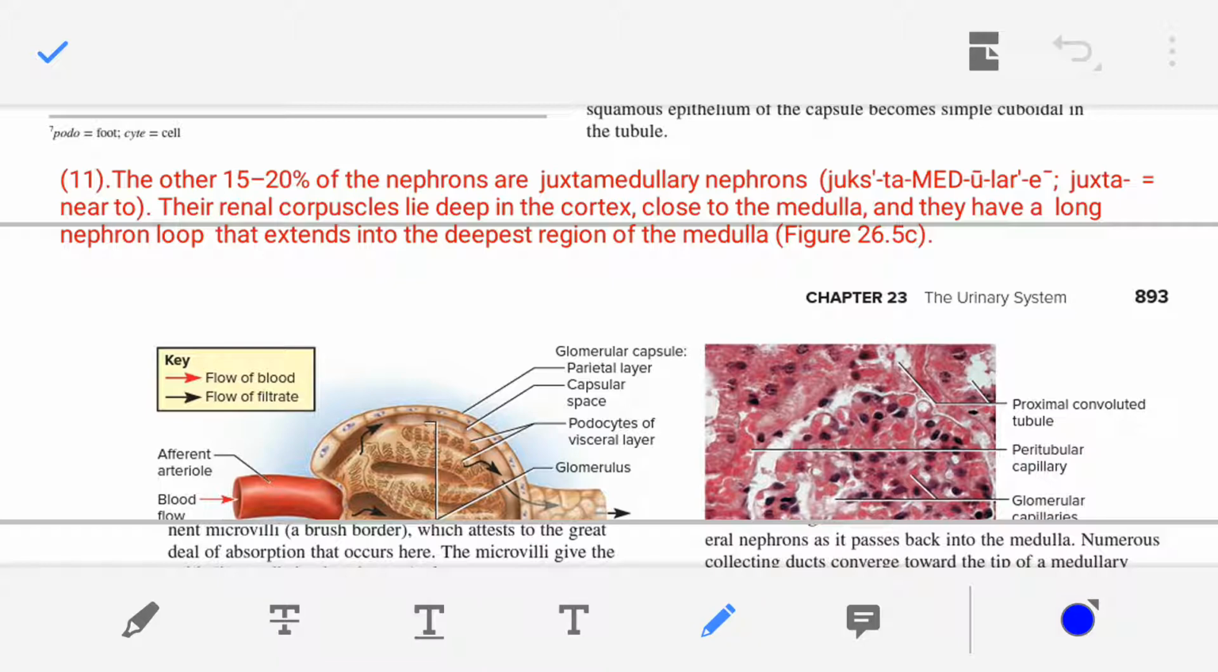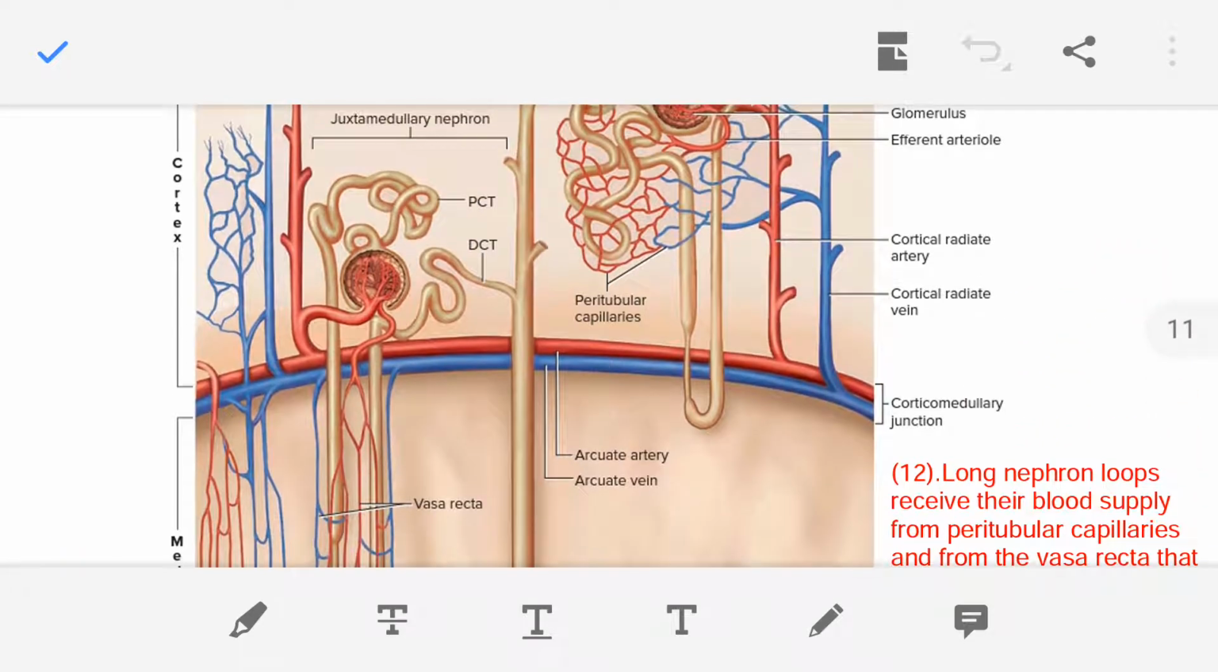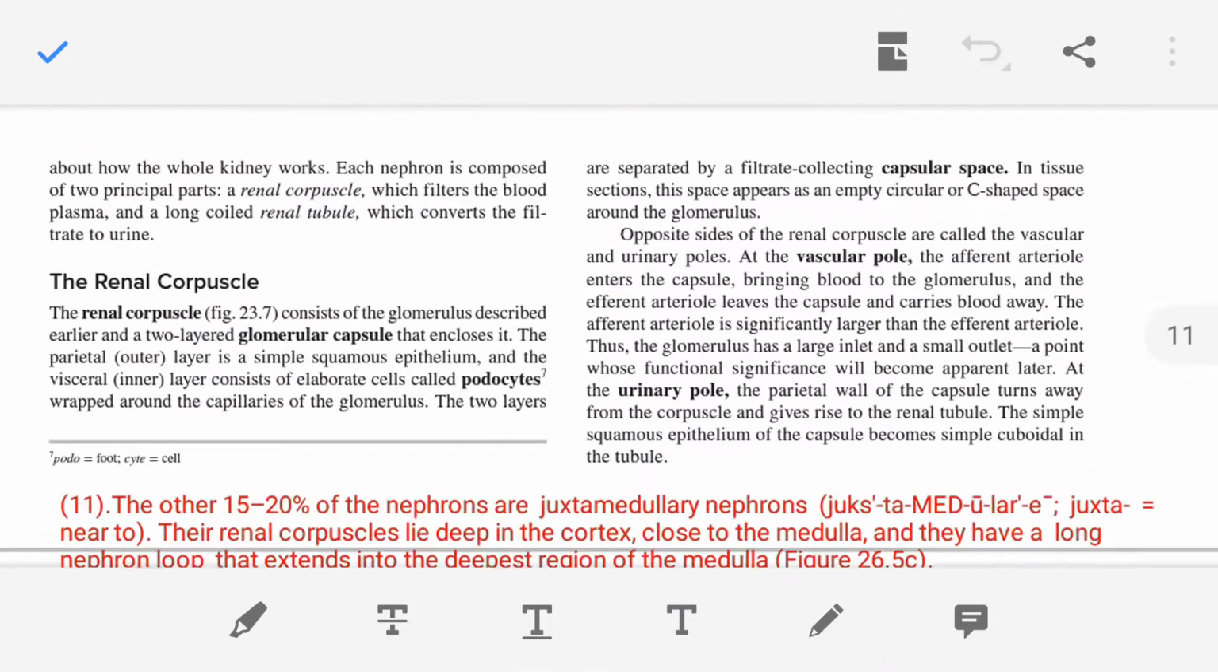Now, as I have told you earlier, 15 to 20% of the nephrons of the kidney are juxtamedullary nephrons. Juxta meaning near to. So 15 to 20% of nephrons are the juxtamedullary nephron. Here it is. For example, this entire nephron is the juxtamedullary nephron. Okay.